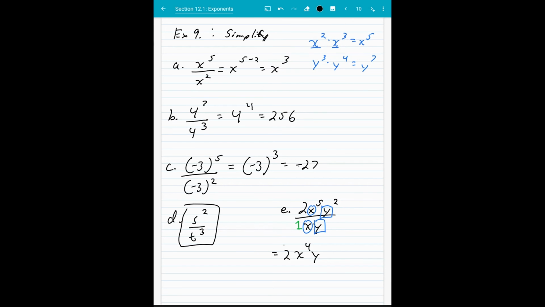And I can erase all these little boxes so they're not too distracting. There we go. 2x to the 4th times y. So 2 divided by 1 makes 2. x to the 5th divided by x to the 1 makes x to the 4th. y to the 2nd divided by y to the 1st power makes y. 5 minus 1 makes 4. 2 minus 1 makes 1. And that's your final answer.